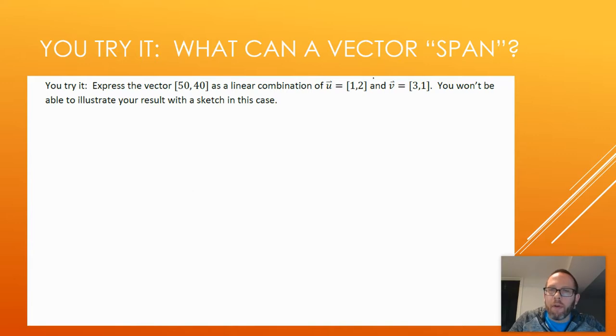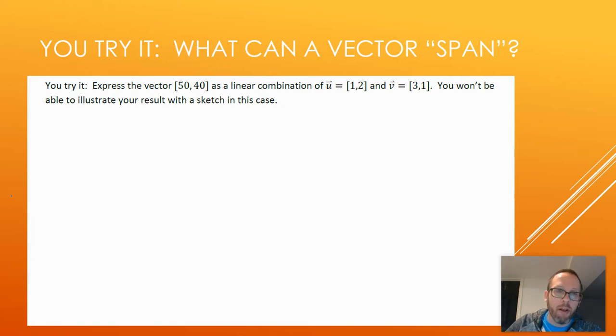So we'll stick with u and v being 1, 2, and 3, 1, but this would work with any non-collinear vectors. Try 50, 40. We just did negative 1, 8, but can you set up a linear system, find coefficients a and b that create a linear combination? This one won't be practical to sketch, so we'll just do this one algebraically.